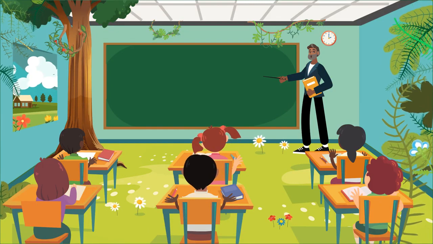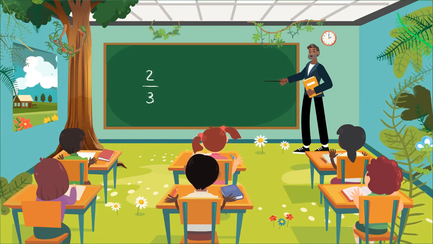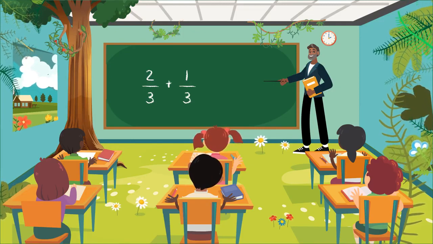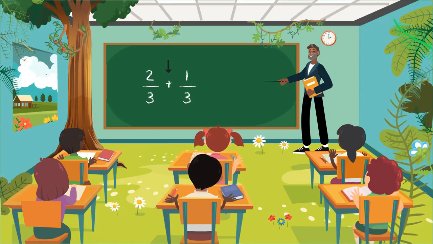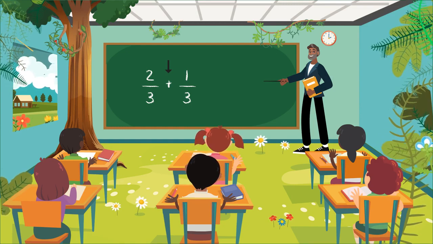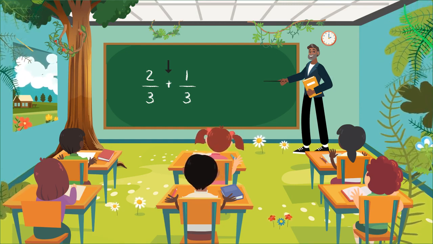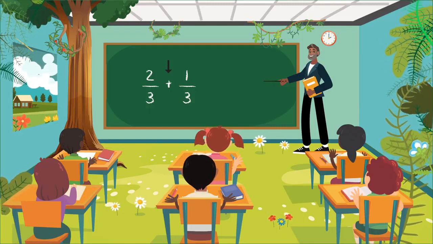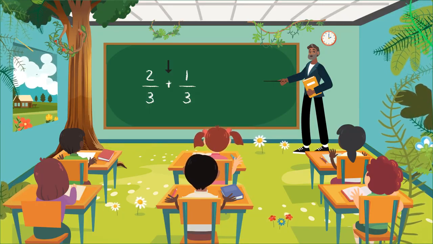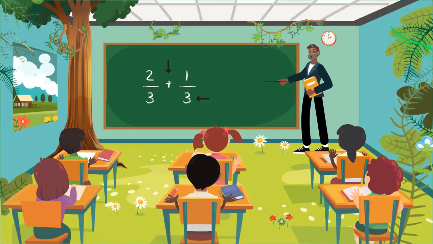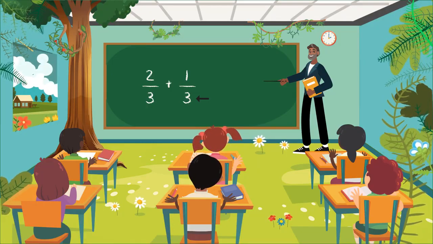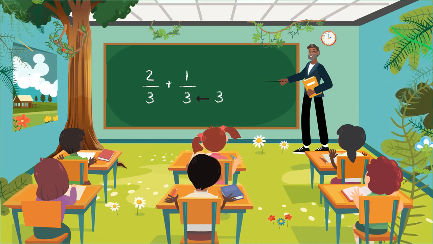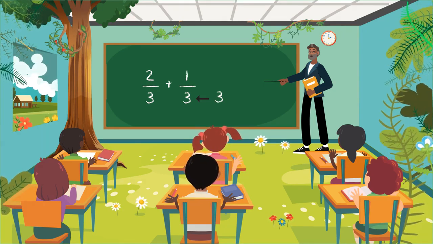Let's try the original problem. 2/3 plus 1/3. Step 1, look at your sign. My sign tells me to add. When I add, the number increases or gets larger. Step 2, look at the denominators, the bottom numbers, to see if they are the same. Is my 3 the same? Yes, so we keep it the same.